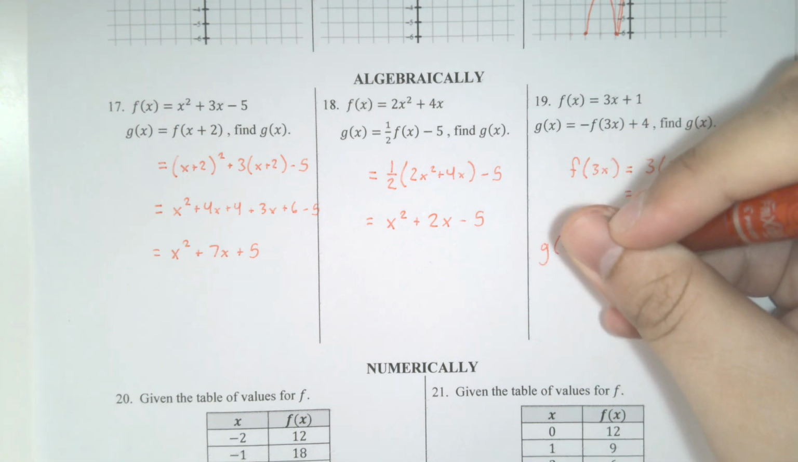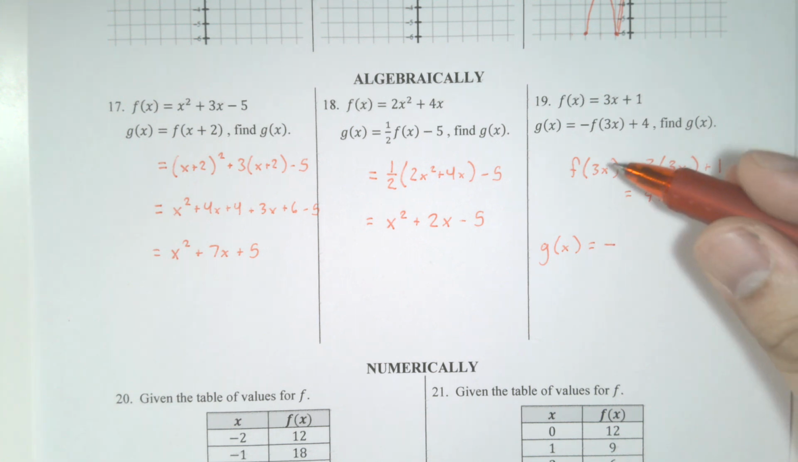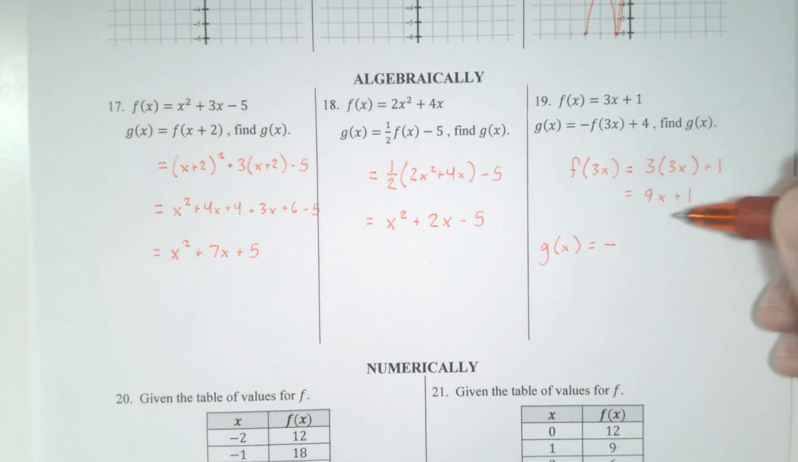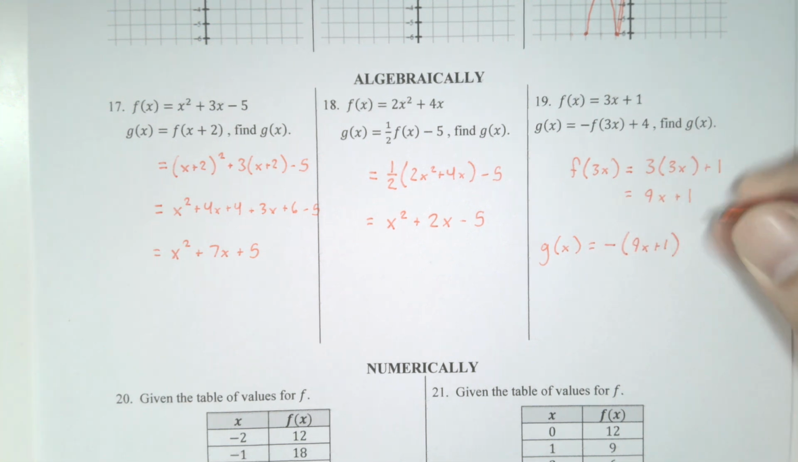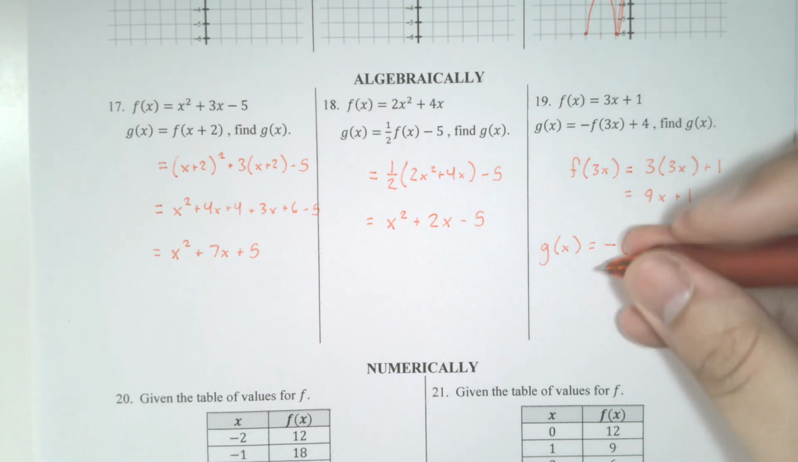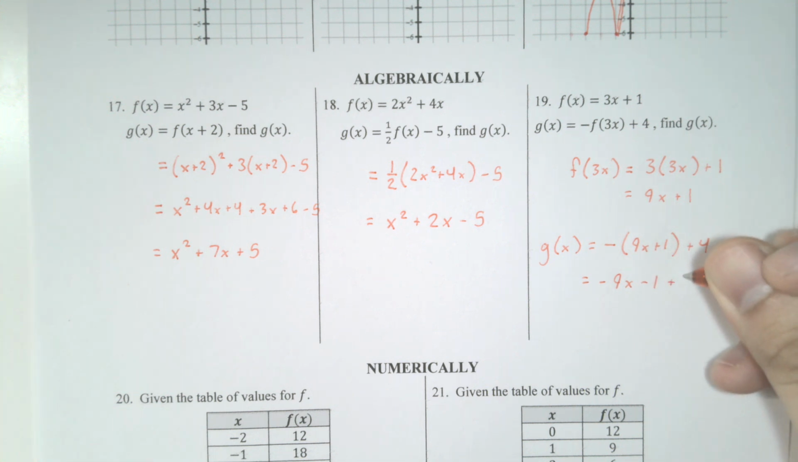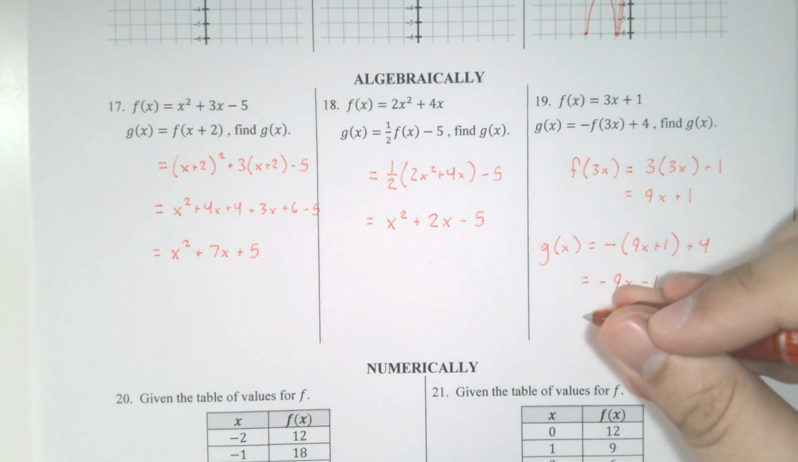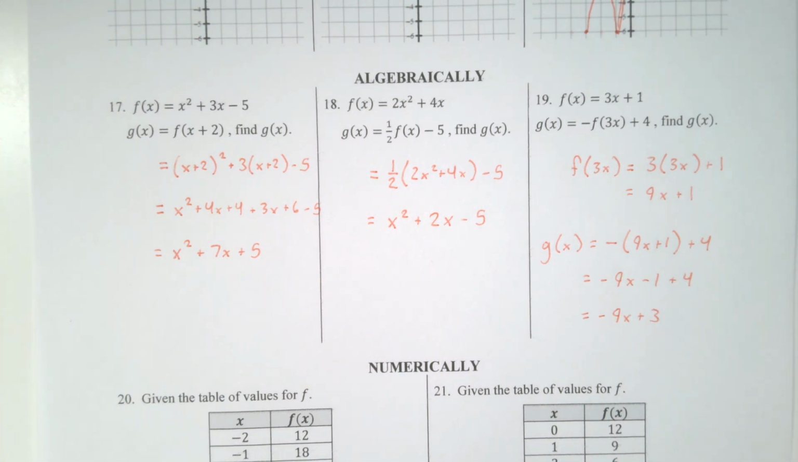And so now that we know that f of 3x is 9x plus 1, we can substitute that in here. That means that g of x is equal to negative f of 3x, which we've already determined is 9x plus 1, and then plus 4. So now distributing this negative, we have negative 9x minus 1 plus 4, and combining like terms, we have negative 9x plus 3. And there we go. So that is our new function g of x.